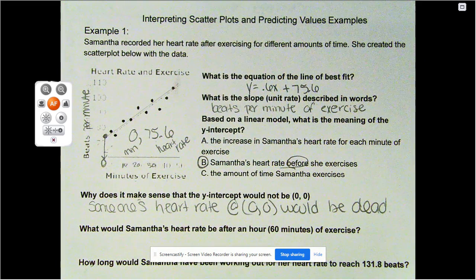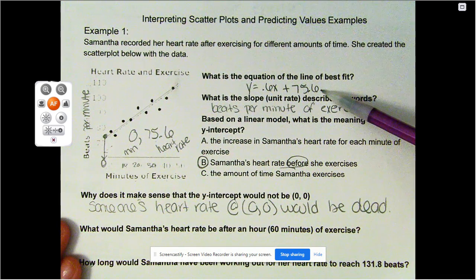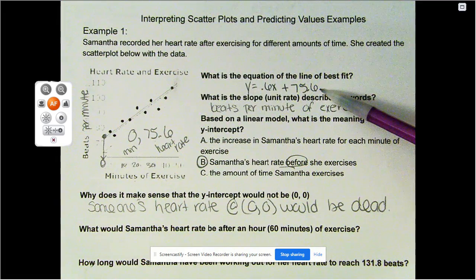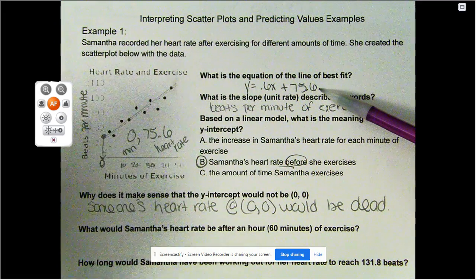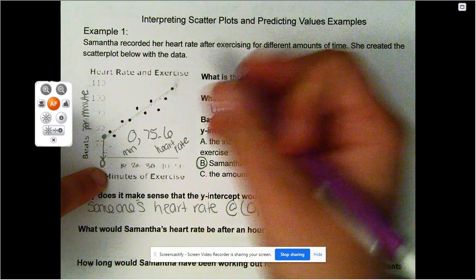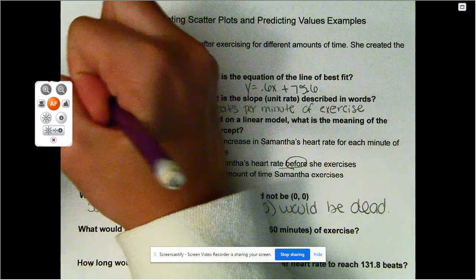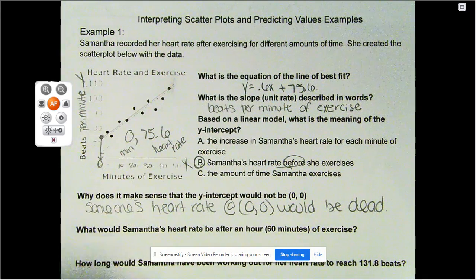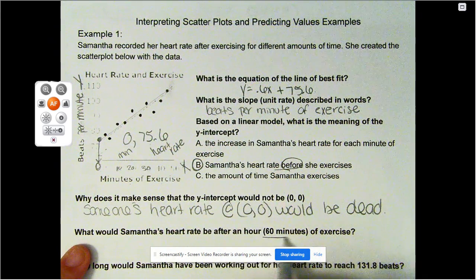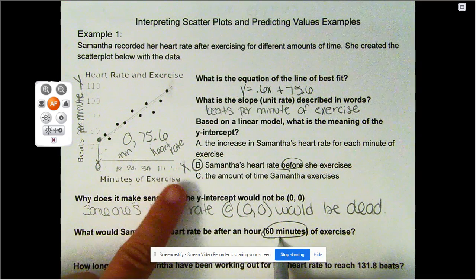What would Samantha's heart rate be after an hour, which is 60 minutes of exercise? We have an equation now where we're going to predict our values. First, let's remember what's on each axis. The x-axis is minutes of exercise. The y-axis is your beats per minute. This question is giving us 60 minutes, so 60 minutes is going to go in the minute spot, which was x.